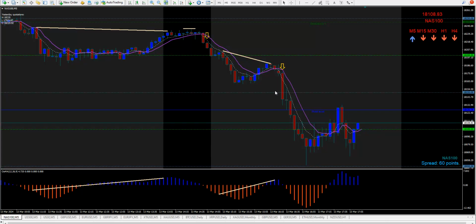Okay. We have a setup right now before our eyes. And it's right here. Double bottom.